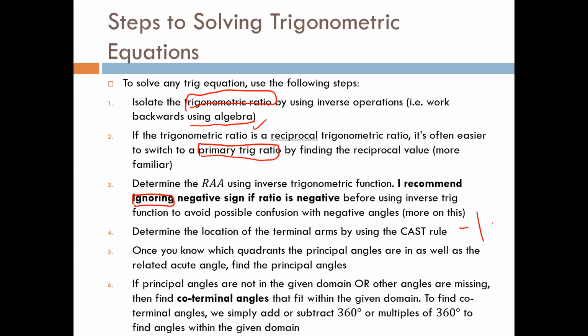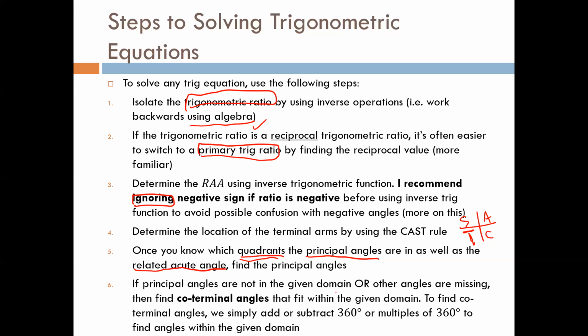Which is what we did previously. We draw our CAST rule to figure out which quadrant our terminal arm is going to be in. And then once you know which quadrant your terminal arm is going to be in, that's going to help you figure out what the principal angle is. And to find the principal angle, you simply use the fact that you know which quadrant you're in, and you know the related acute angle to find your principal angle.